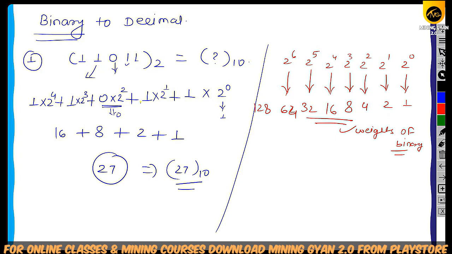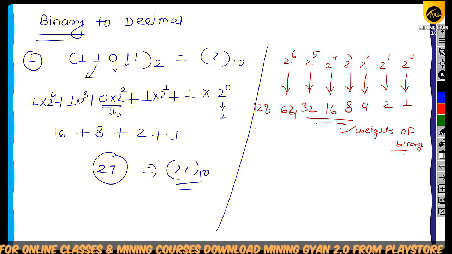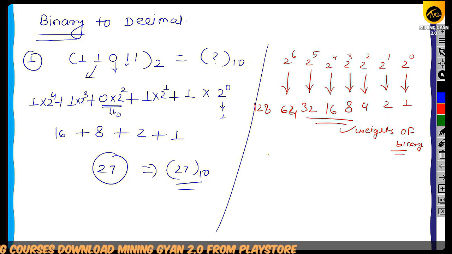Now if you want to skip this writing process, then you can directly use the weights of the binary system. Like suppose the number is 1011011.